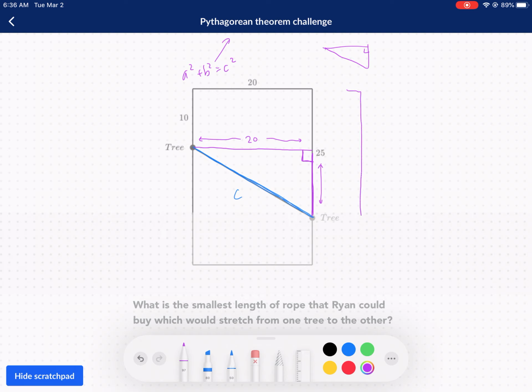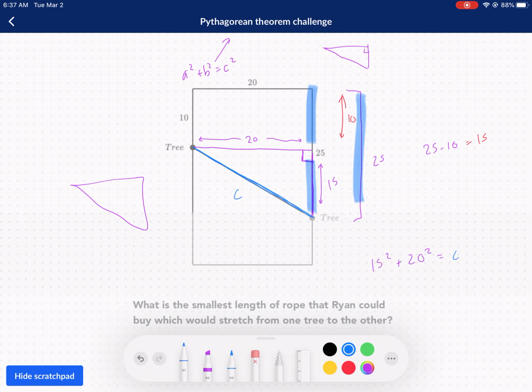If we know this whole big side is 25, and this little side is 10, then to find this smaller section, we just do 25 minus 10. And that's going to be 15. So that little measurement here is 15, because 15 plus 10 is going to equal 25. Then we can redraw the whole triangle if you want, or just put it right into the formula, which is 15 squared plus 20 squared, and this is going to be equal to c squared.